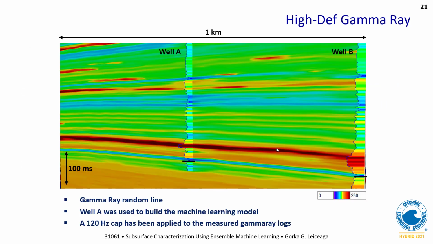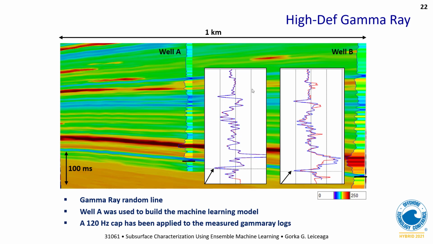It's a little bit zoomed in, and now we have a filter of 120 hertz on the logs. You can see a pretty nice continuous formation. Matches really well here, matches really well here too. And like I said, 120 hertz cap on the logs. And the reason I chose 120 hertz is because that's what I was using as my target frequency.